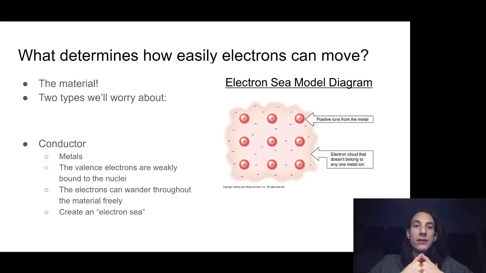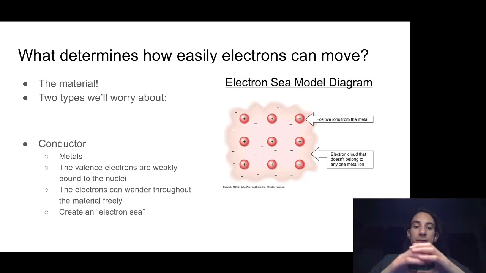When we think about conductors, the main material that we think about with a conductor is going to be metals. So anything that's metallic is going to be a conductor. And metals are going to be conductors because the valence electrons are weakly bound to the nucleus. So we've learned about valence electrons in chemistry.